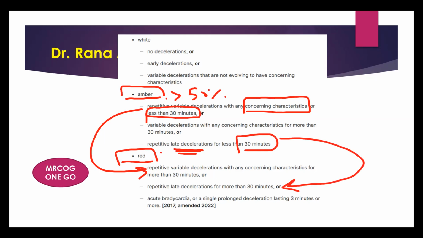So now we have the first related to the first here in red. The first related to the first. The third here related to the second. Okay, and we have one extra here, which is the variable deceleration, but it's not repetitive. More than 30 minutes, it will be amber. And we have here acute bradycardia or single prolonged deceleration lasting 3 minutes or more. I'm trying to make connections between these lines just to make it easy to memorize.